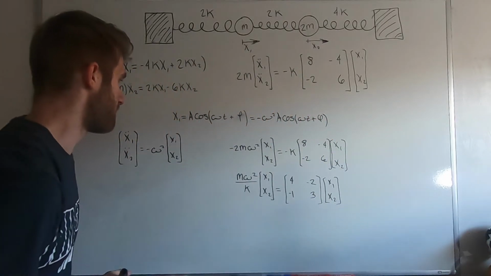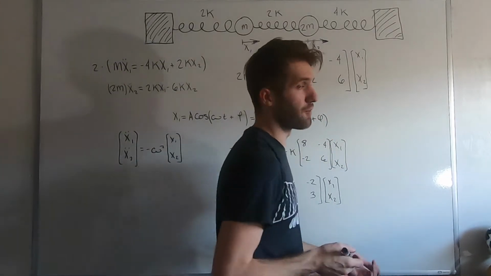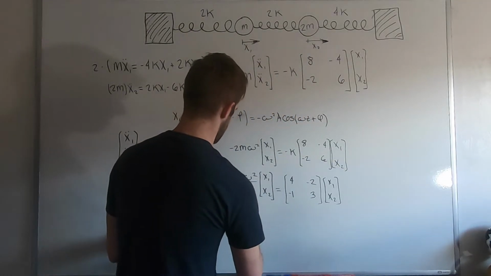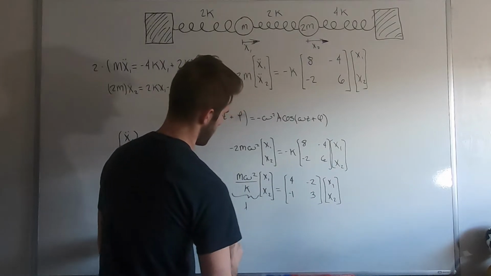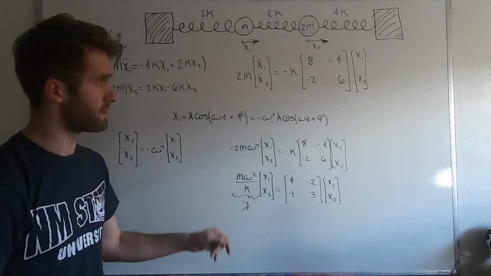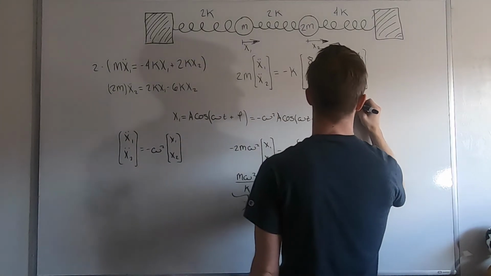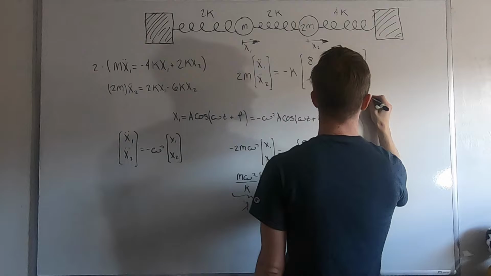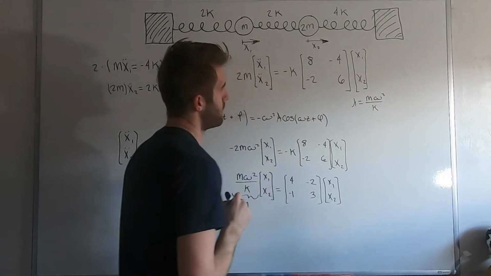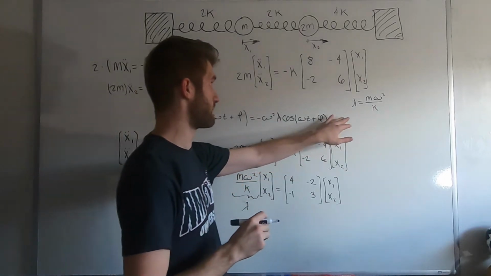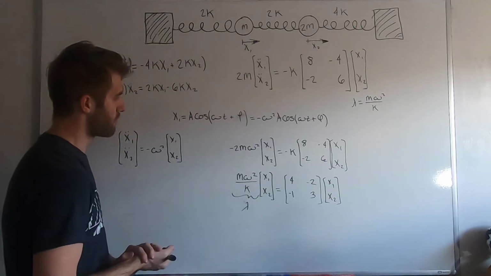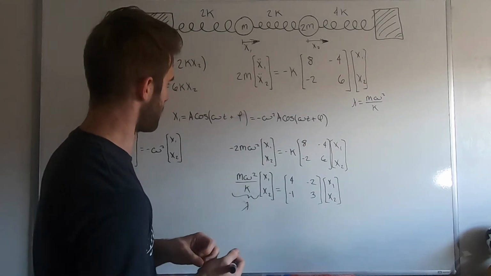All right, so at this point, we have what's called the eigenvalue problem. And this right here is just our eigenvalue, right? So this is just lambda. So lambda is equal to m omega squared over k. Cool. And as you could probably guess, this is just our frequencies of oscillation that we're trying to find. So we can make some substitutions. That's just going to be lambda.